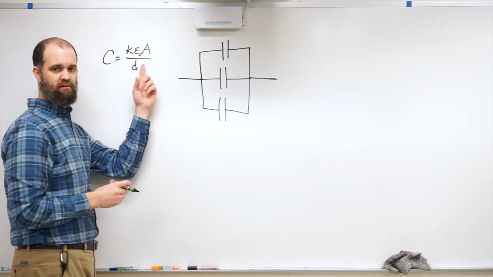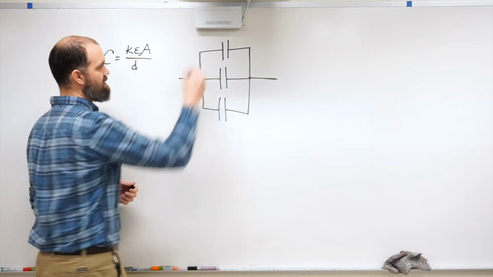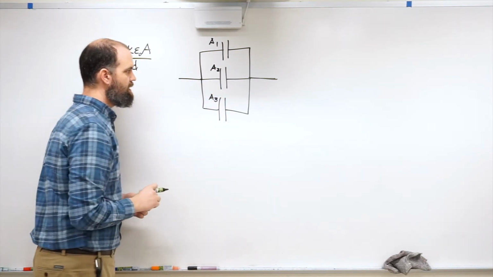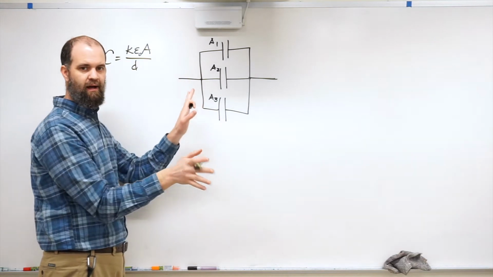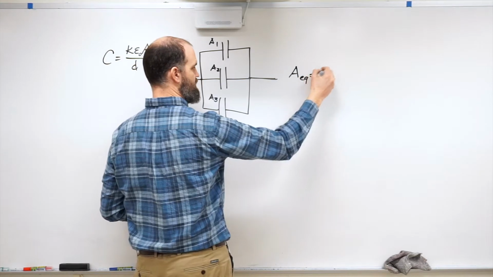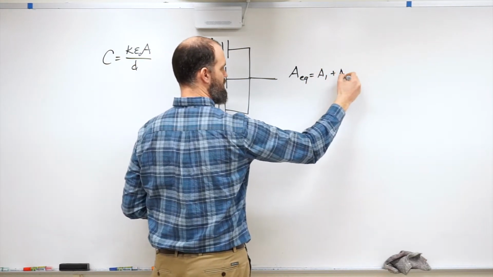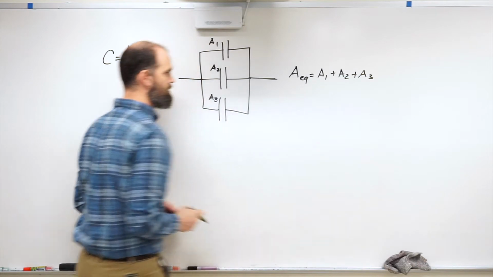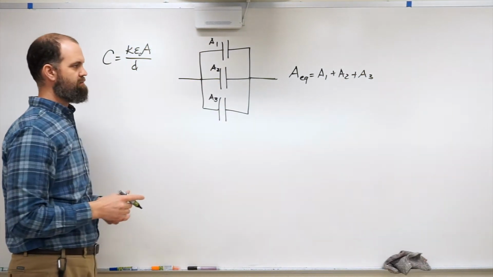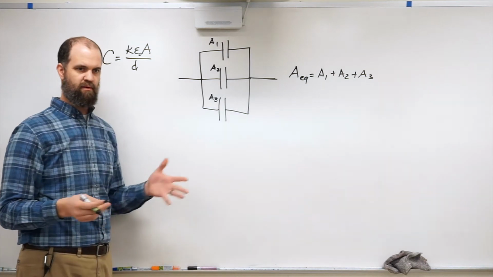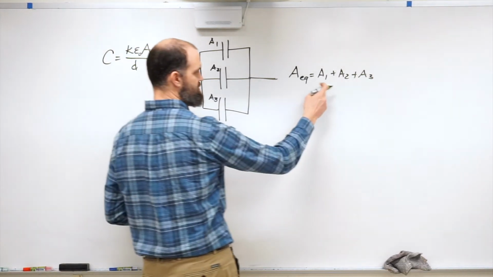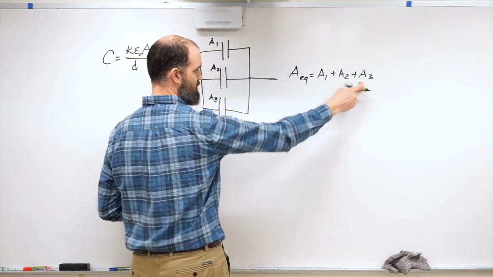But I like to think about this equation here, because what I'm doing is taking three different areas, A1, A2, and A3, and if I'm putting them side by side, I'm adding them up. And so the total, or equivalent, area is going to be A1 plus A2 plus A3. If we make the assumption that the distances and the dielectrics are the same, and you don't have to make that assumption, but we could model them that way, it makes it nice and easy.